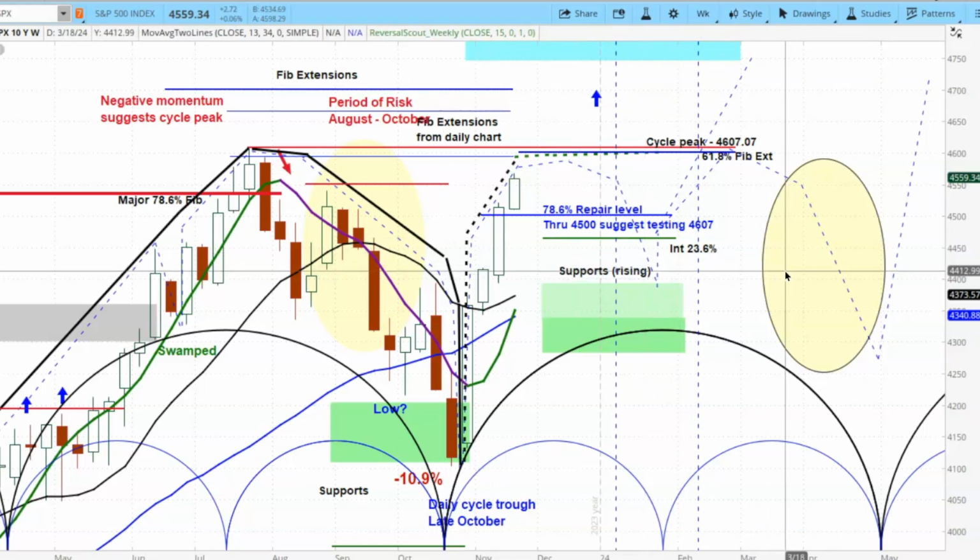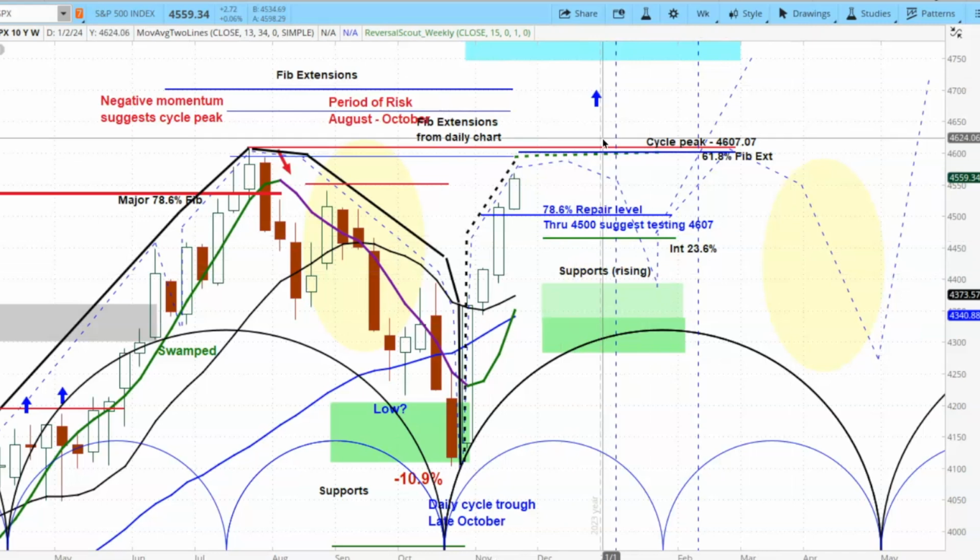So this is the intermediate look right over here, where we're expecting range trading to begin fairly soon, maybe a little more on the upside that we have in here, 1.5%. That may be the best of it that we see here in the near term.